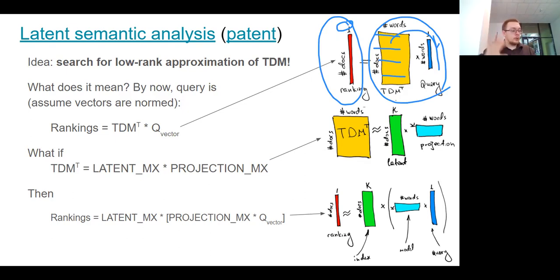Okay, so this is a very important concept. This operation means that to know the similarity between the documents and the query, you can multiply the term document matrix by the query. So the simple operation, just multiplication.